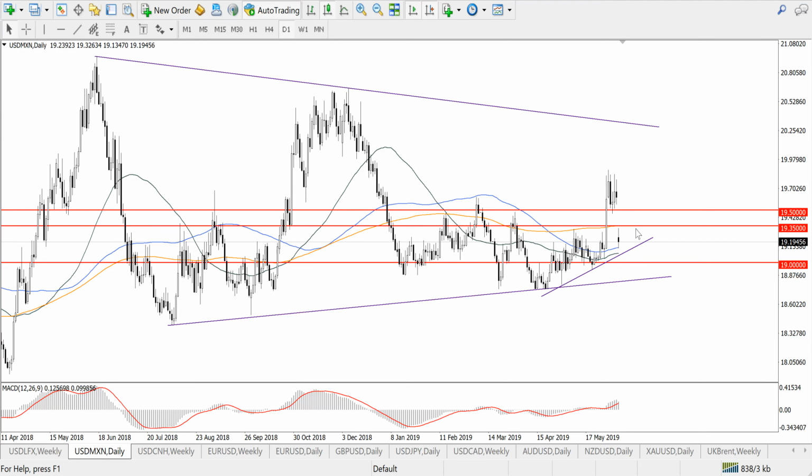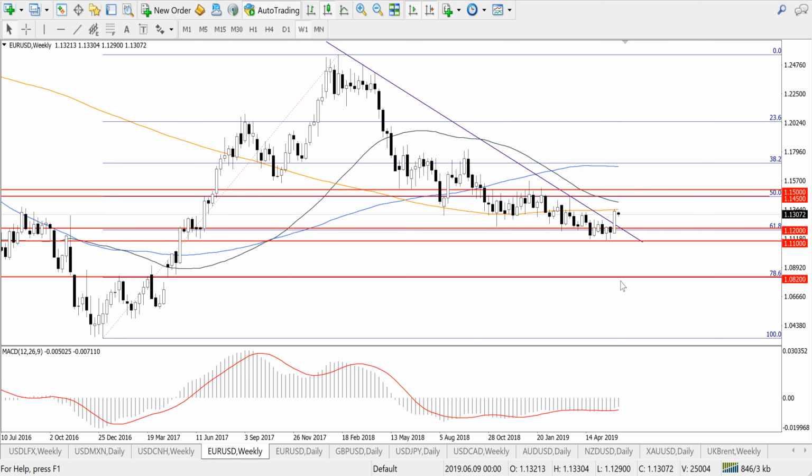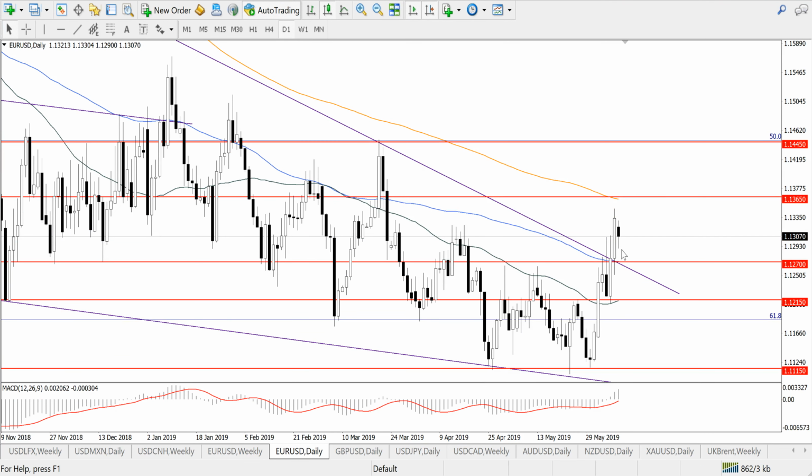Bulls will become more active if the exchange rate returns above 19.35, and the next resistance is at 19.50. Euro dollar rose last week but met resistance at the 200-week moving average around 1.1345. Here we can say that the euro certainly made some progress, and as long as it manages to stay above 1.1270, it will be able to consolidate between this level and 1.1365, where we find the declining 200-day moving average.